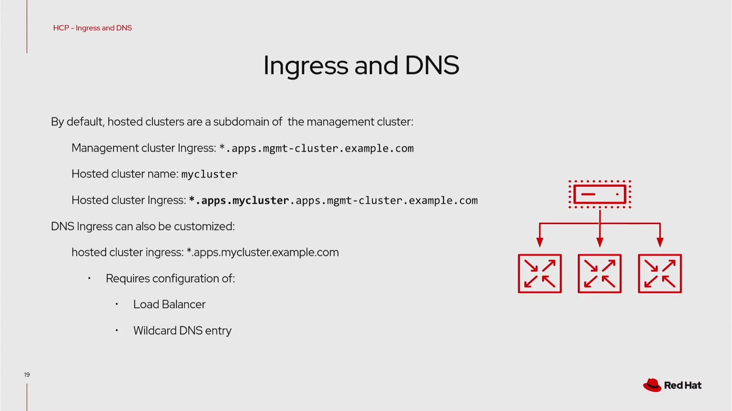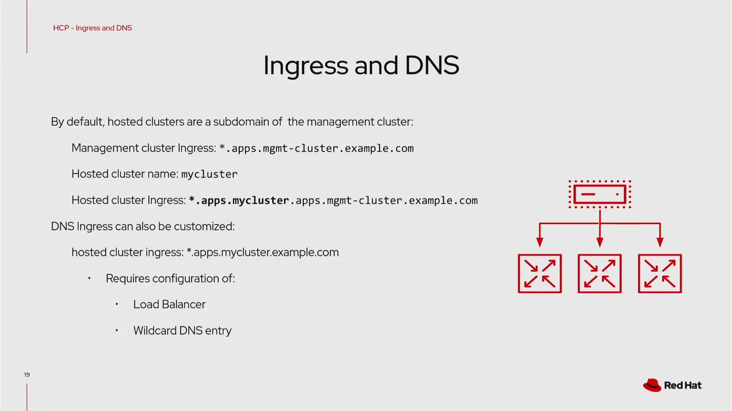By default, the hosted clusters are a subdomain of the management cluster. So in this example, my management cluster is apps.managementcluster.example.com. My hosted cluster name is my cluster, or in my example, it was HCP-AD Link. My hosted cluster ingress would be apps.mycluster, or apps.HCP-AD Link.managementcluster.example.com. That may not look very pretty, and I would agree. And so the options to make that look a little bit better are down below here.